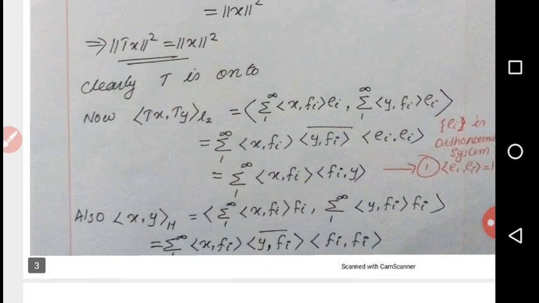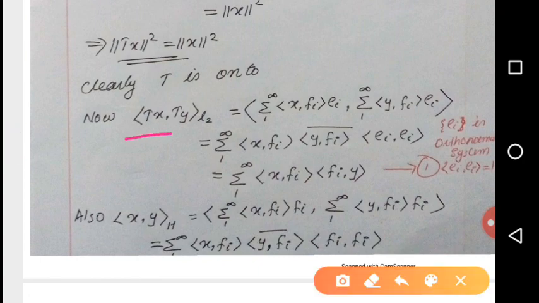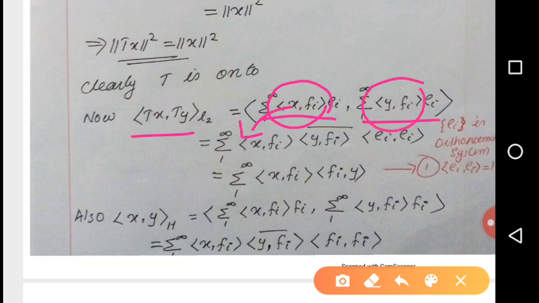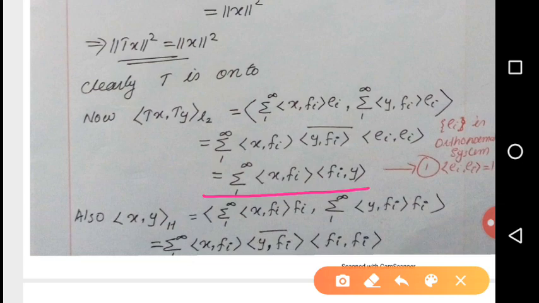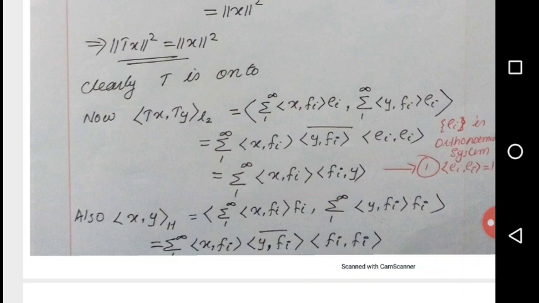Now we have to show that the inner product of Tx and Ty in the space L2 is the same as the inner product of x and y in the space H. So we start with the inner product of Tx and Ty and substitute for Tx and Ty. Here ⟨x, fi⟩ is in the first argument position, we can take it outside, and ⟨y, fi⟩ in the second argument position, we can take it outside as the conjugate of ⟨y, fi⟩, and simplifying we get equation 1, that is the sum of ⟨x, fi⟩ times ⟨fi, y⟩.